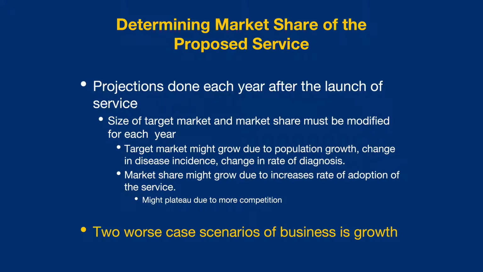As I said, projections should be done each year after the launch of the service. The size of your target market and market share must be modified from year to year. Target market might grow due to population growth, change in disease incidence, or change in rate of diagnosis. Market share might grow due to the increased rate of adoption of the service. So we should always do multiple different scenarios. What is the worst case scenario, like if we only got maybe 5% of the market share? What would the best case scenario be if we got 100%?